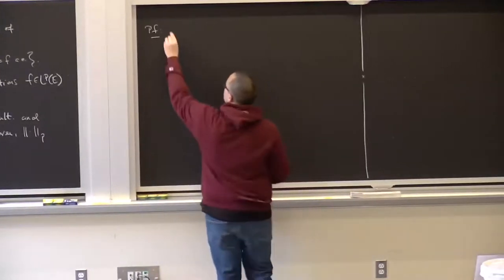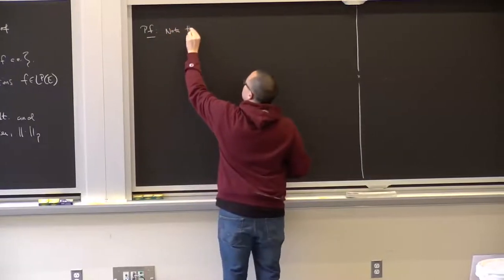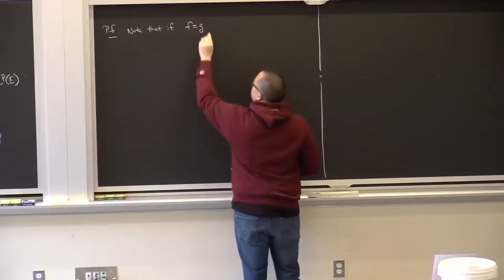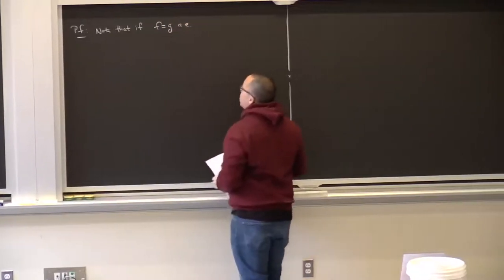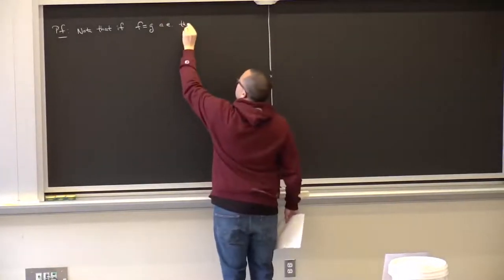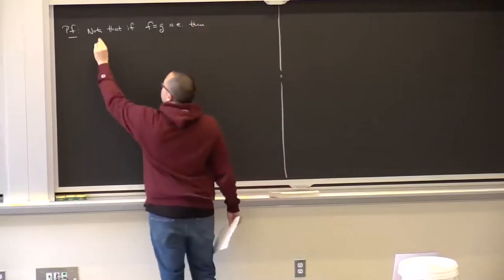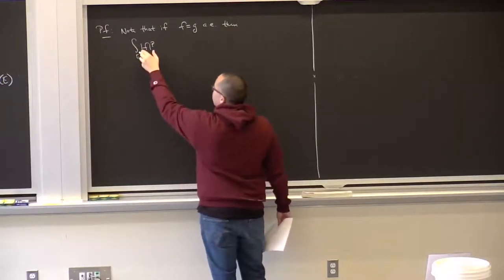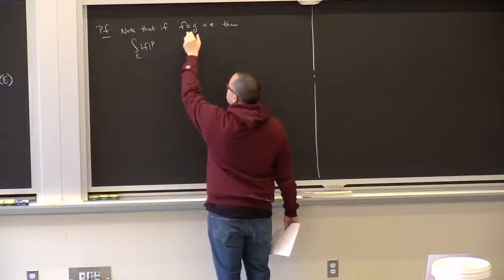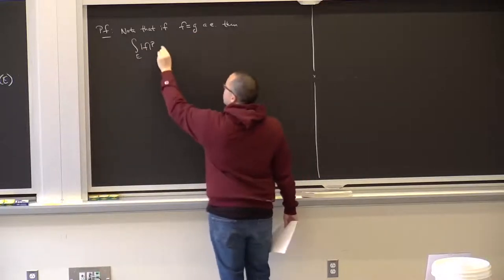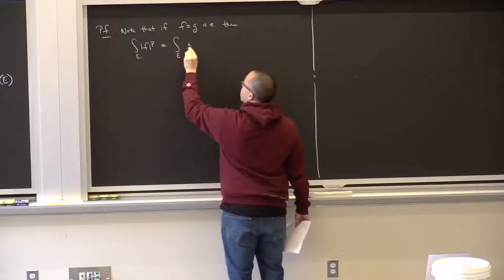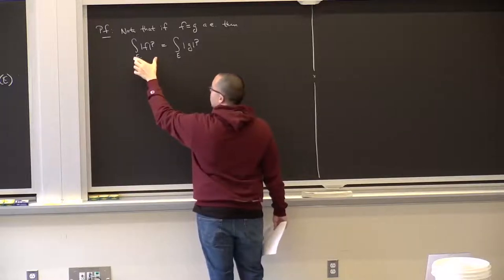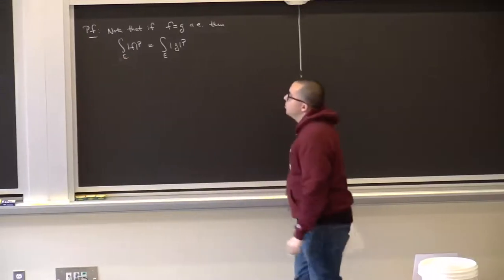So note, if I have two representatives of an equivalence class, then by what we developed for the Lebesgue integral, |f|^p is also going to be equal to |g|^p almost everywhere, and therefore these two integrals are going to equal each other, right? These integrals are real numbers. They're not equivalence classes of real numbers. This is a non-negative real number.